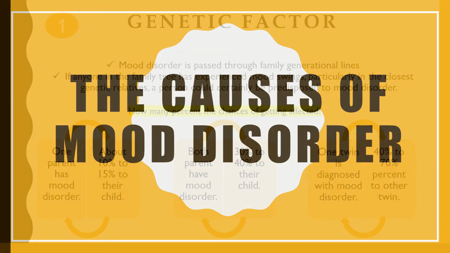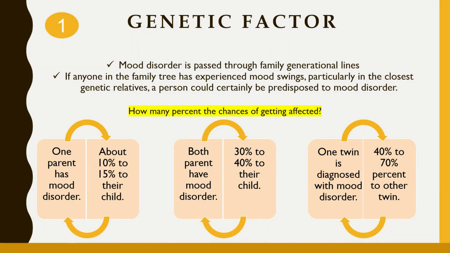The first one is genetic factors. The foundations of mood disorder are believed to be largely genetic, which is the strongest and most consistent risk factor for this disease. So, when attempting to uncover mood disorder, it is vital to understand the family's mental health history to know whether an individual may be predisposed to the disorder. If anyone in the family tree has experienced mood swings, particularly the closest genetic relatives, a person could certainly be predisposed to mood disorder.